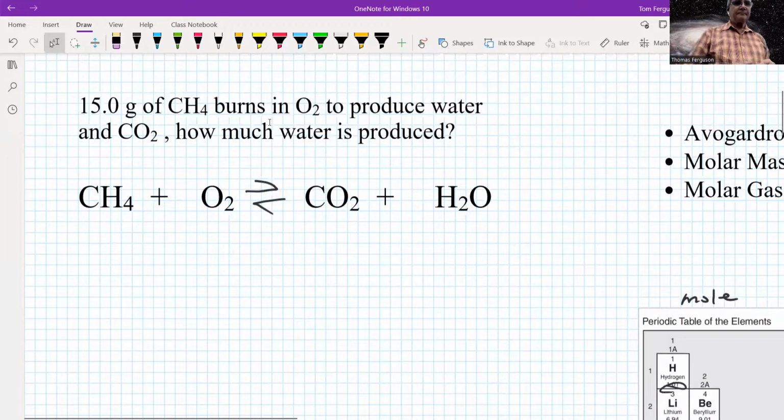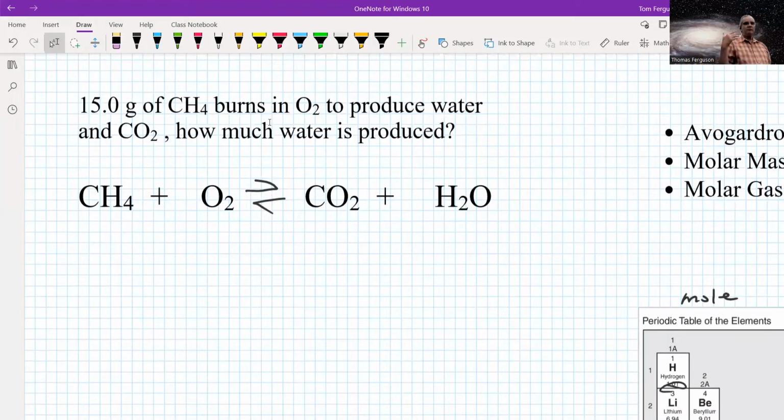So let's look at a typical stoichiometry problem. 15 grams of methane, CH4, burns in oxygen to produce water and carbon dioxide. How much water is produced? Now, in Unit 1, we didn't do any chemistry. It was just, what do you got? I change it into something else. But there's no chemistry going on.